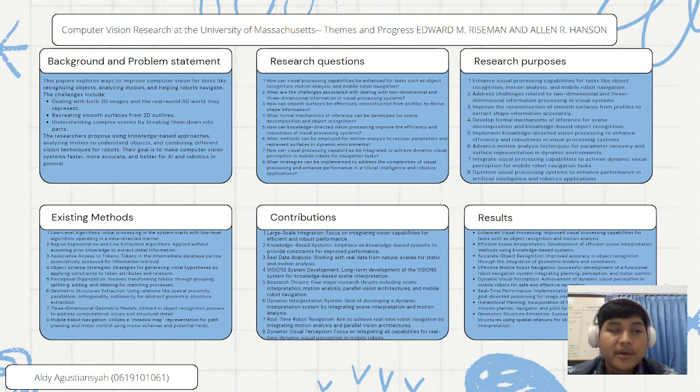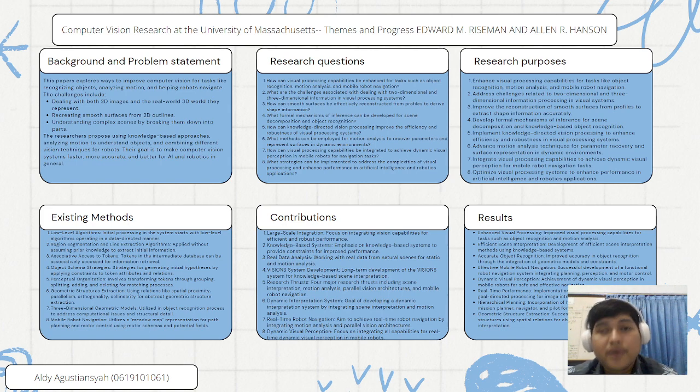The researchers propose using knowledge-based approaches, analyzing motion to understand objects, and combining different vision techniques for robots. Their goal is to make computer vision systems faster, more accurate, and better for AI and robotics in general. Research question. So for the big three, the research questions are going to be 1.